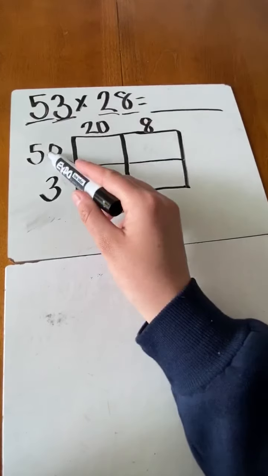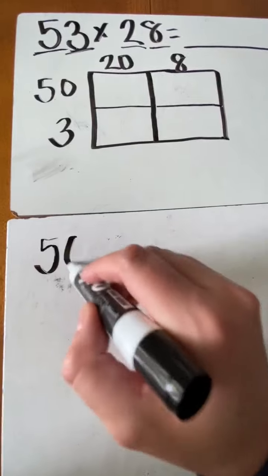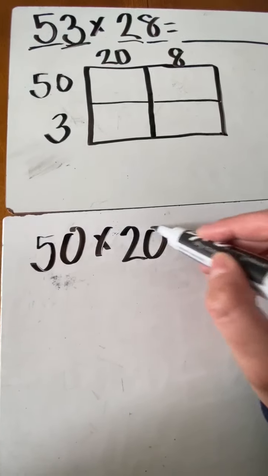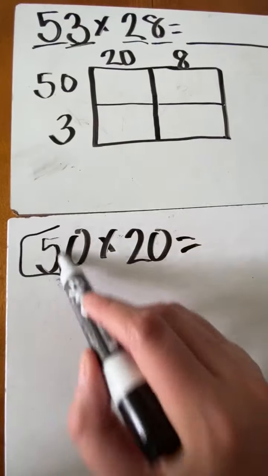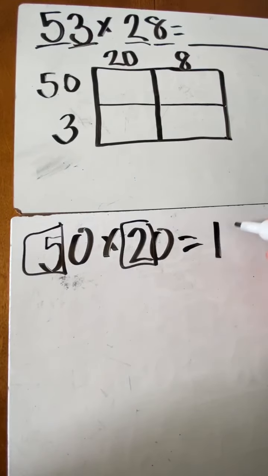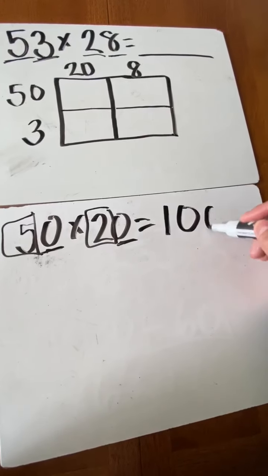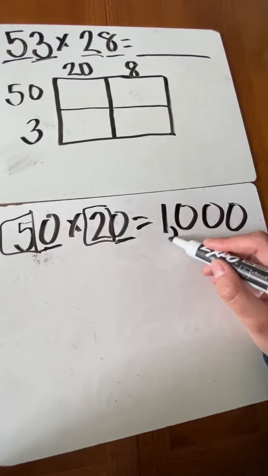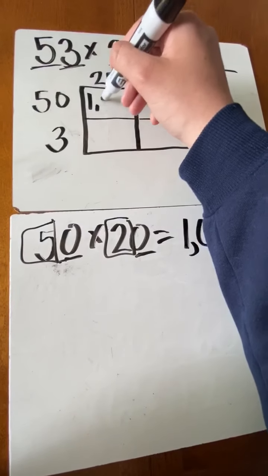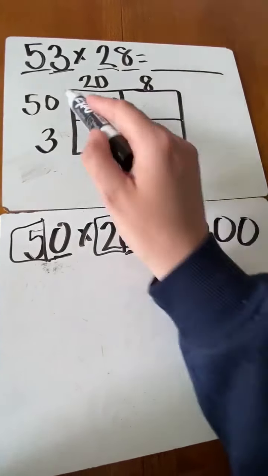So to start, I'm going to do 50 times 20. So that's going to take my 5 and my 2. 5 times 2 is 10. And then I have 2 zeros. So I'm going to add 2 zeros. That's going to be 1,000. So I'm going to put my answer in that box. 1,000.